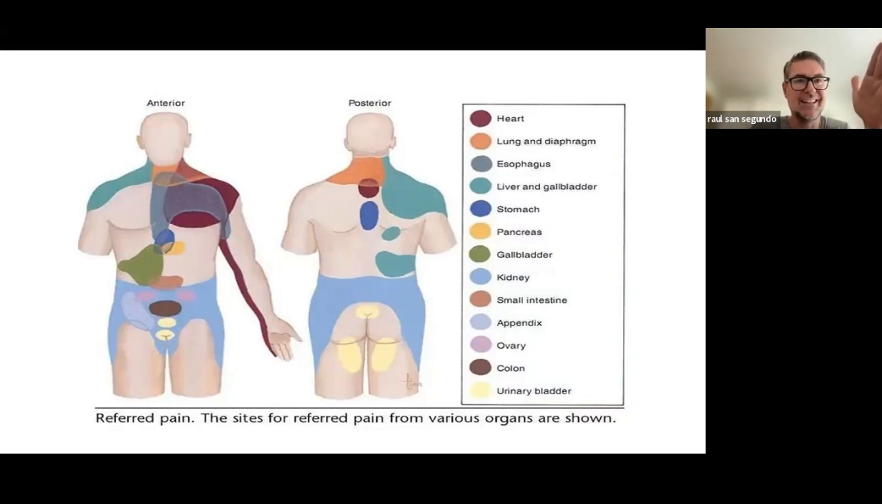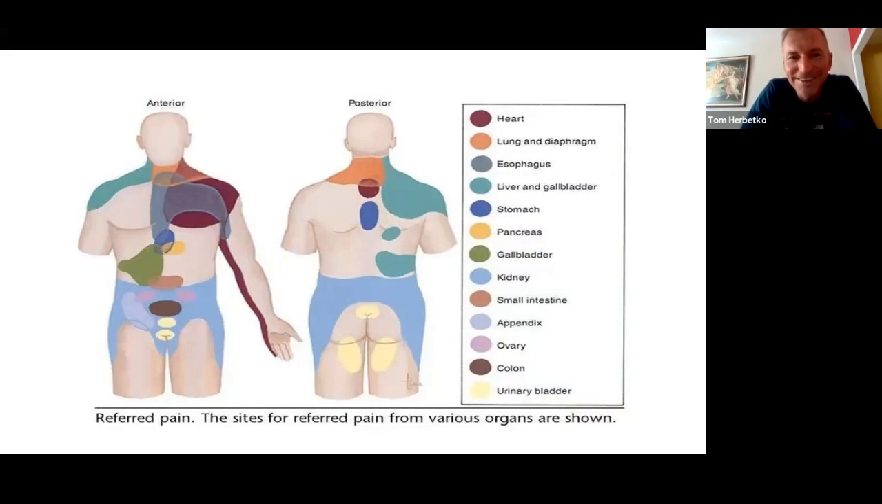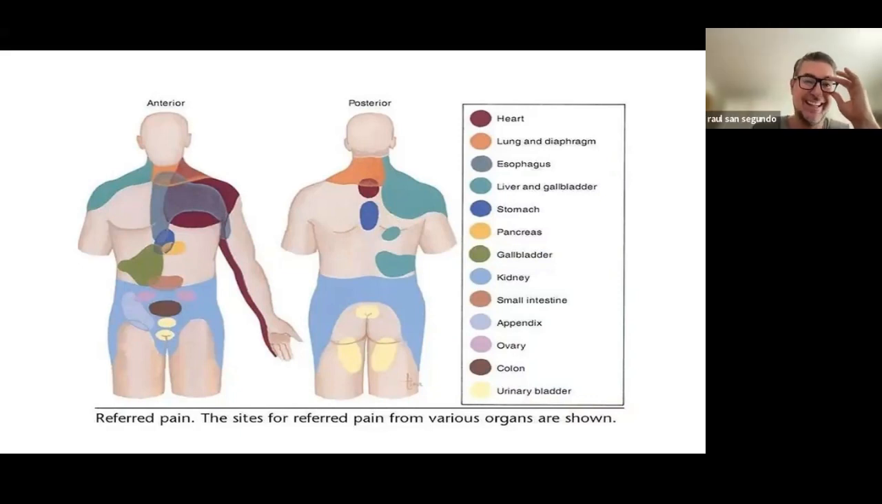Did I say it correctly? Sorry, well? Hysterectomy. Yeah, hysterectomy. Yeah. Thought I was saying something different.